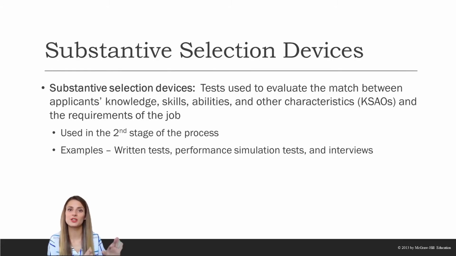Now that we've talked about screening tests, let's talk about the substantive selection tests, devices that we use in the heart of the selection process. These tests are used to evaluate the match, the fit between applicants' knowledge, skills, abilities, and other characteristics, what we call KSAOs, and the requirements of the job.